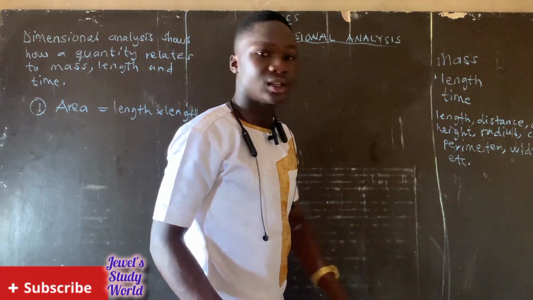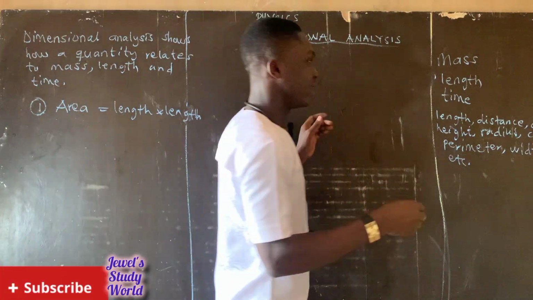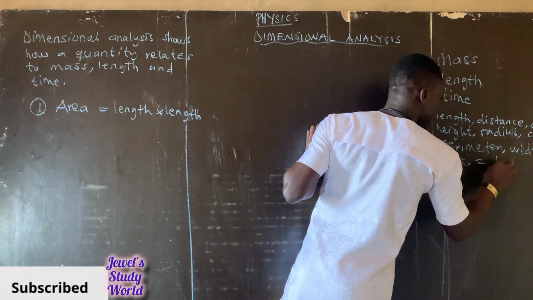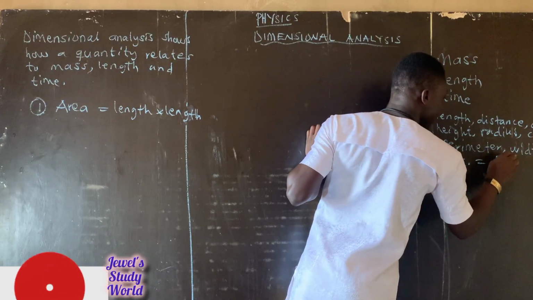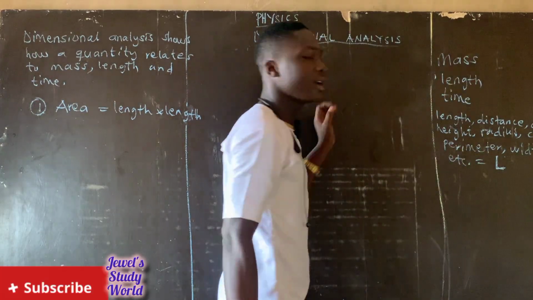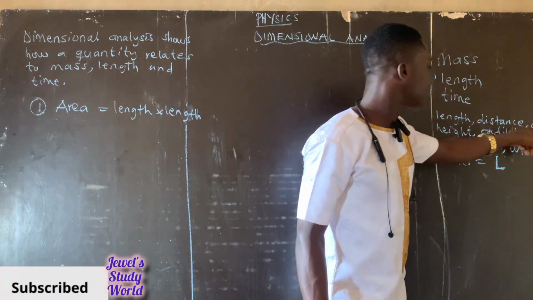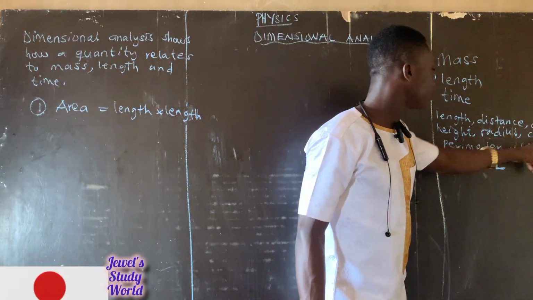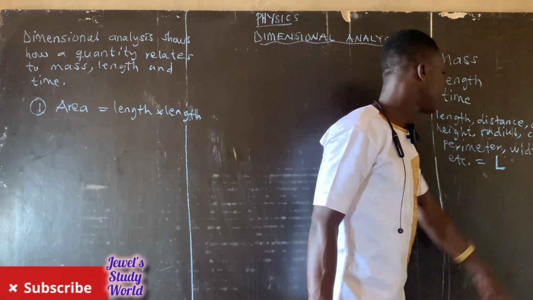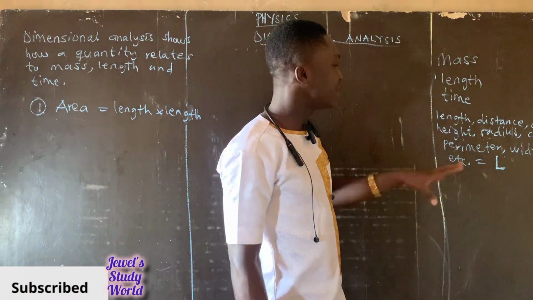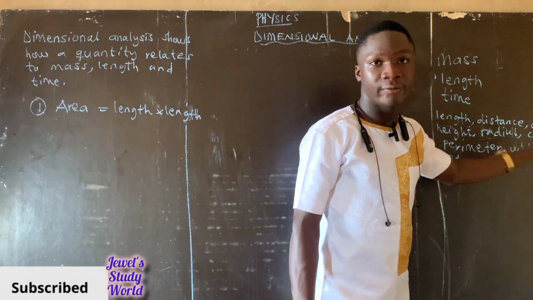All of these are separation between two points, and they all have the dimension of capital L. So if you see any of them, length, distance, displacement, height, radius, circumference, perimeter, width, breadth, and so on, note that the dimension is capital L.